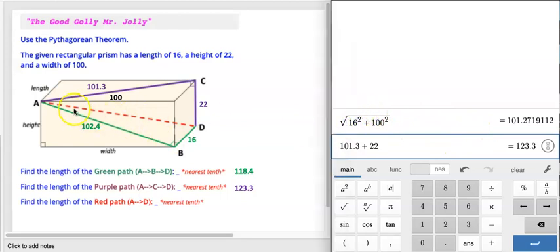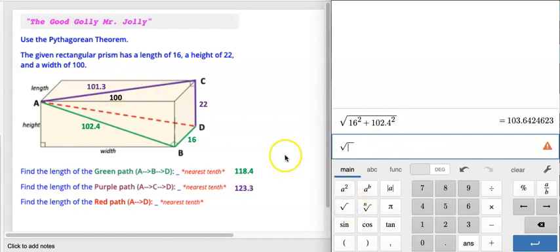So let's see here. Let's try 16 and 102.4, the green ones. See what we get here. So according to this, the red dotted line should be 103.6. Well, let's try the other combination.